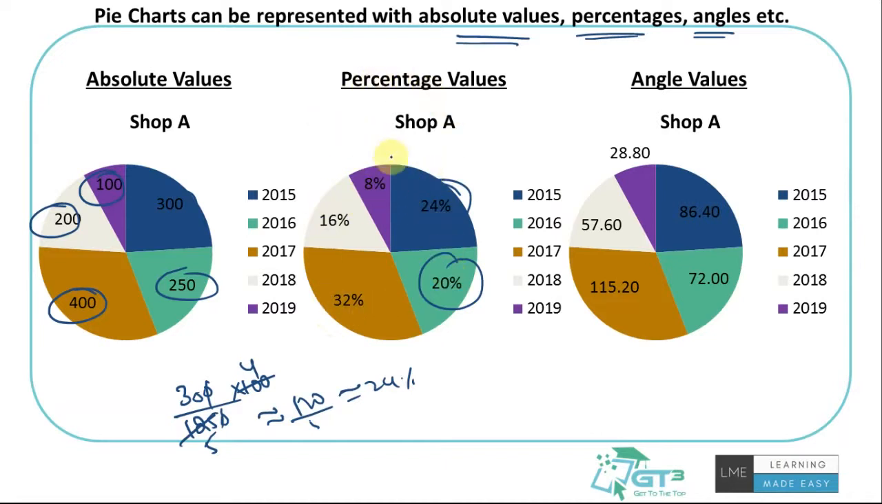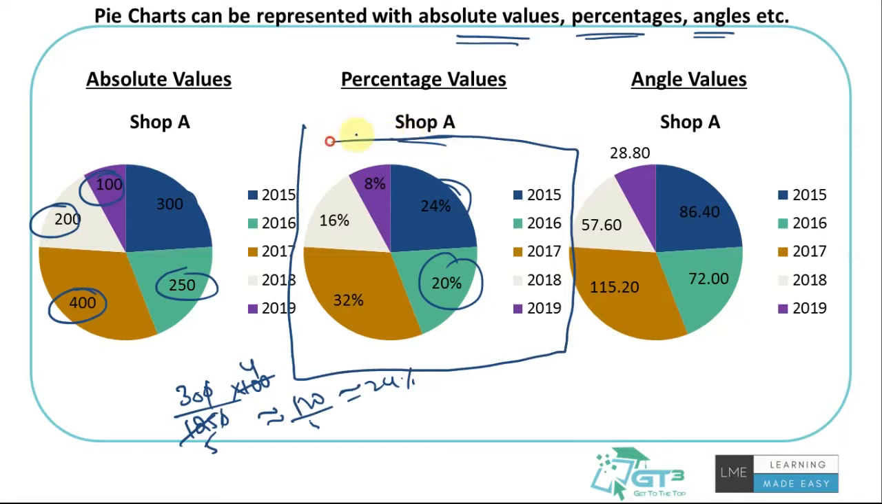So you might see a pie chart only talking in percentages. If I ask you from this pie chart alone, how many units did shop A sell in 2015? I cannot give you the actual answer.